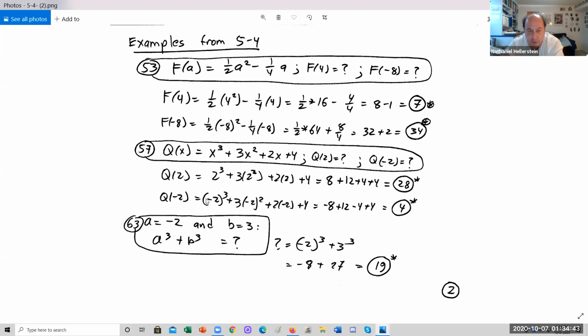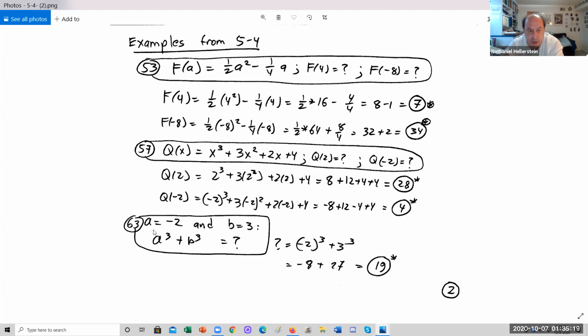Q at -2, well, it's a little more complicated. So we put in -2, -2 all cubed, plus 3 times -2 squared, plus twice -2, plus 4. -2 cubed. Well, it's -2 times -2 times -2. That's an odd number, so it comes out negative. -8. -2 squared, the negatives cancel and get a 4. 3 times 4 is 12. Twice -2 is a -4, plus 4. -8 plus 12 minus 4 plus 4. After some working, it's 4.